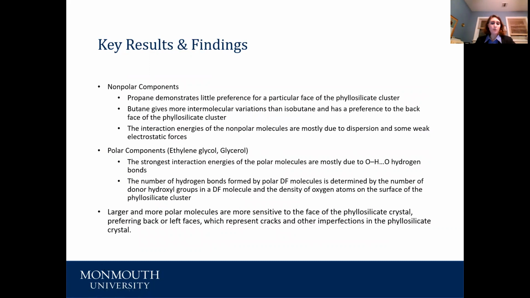Because propane is so small and nonpolar, it is not selective in deciding which face of the phyllosilicate to interact with. However, because butane and isobutane are large nonpolar molecules and thus have greater dispersion forces and bulkier sterics, they tend to hover around the back face of the phyllosilicate the most.